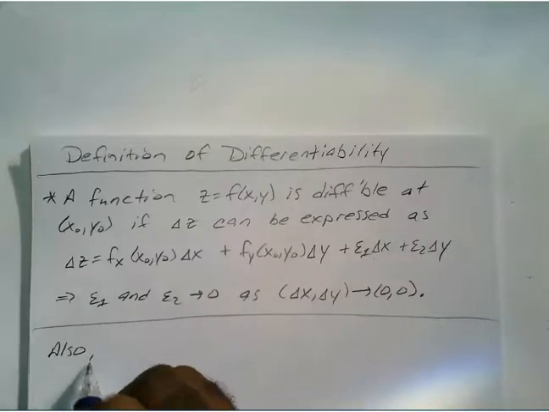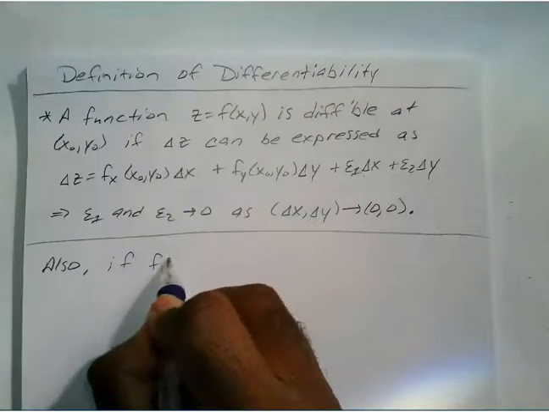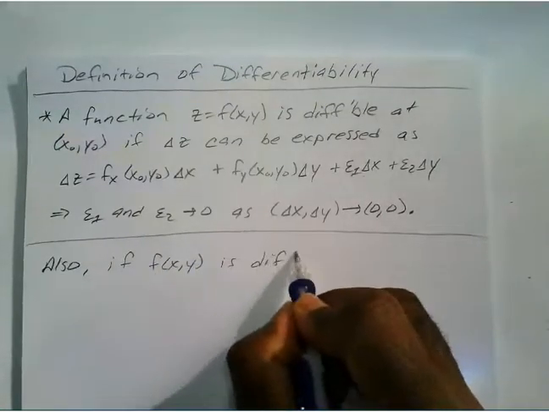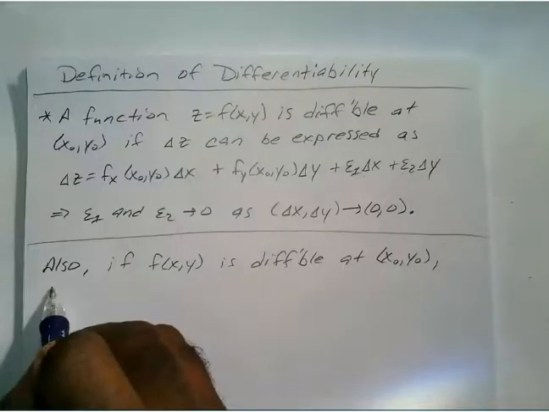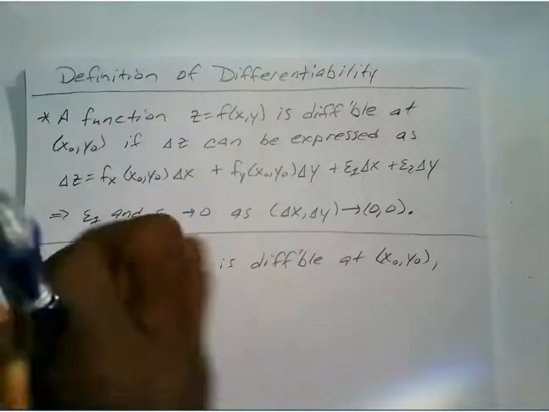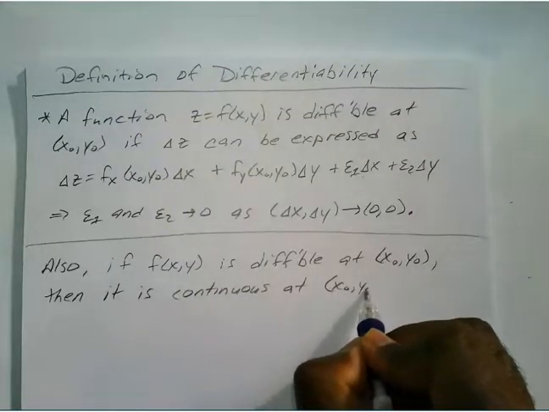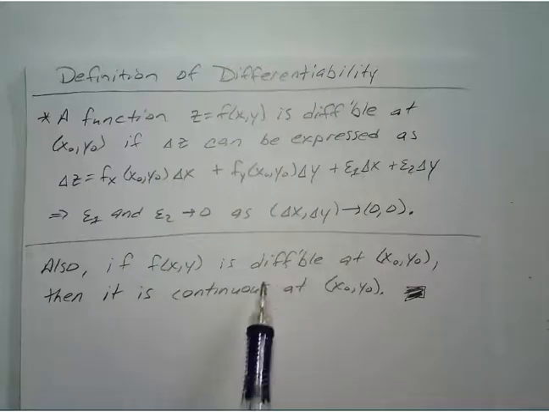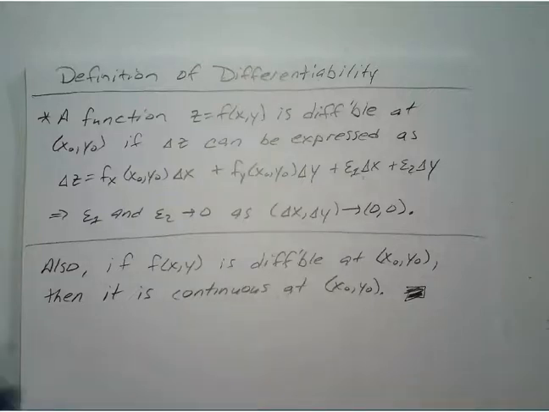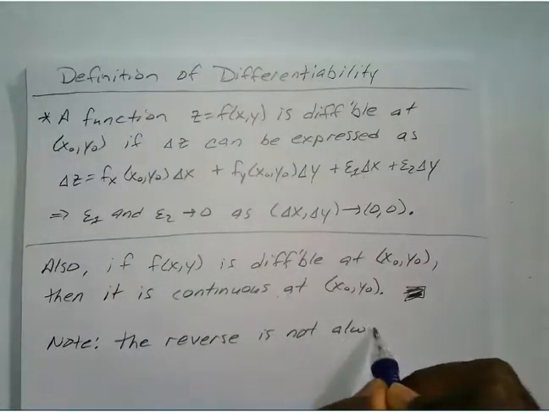Okay, now also, just like with real vector valued functions, if f of x, y is differentiable at the point x0, y0, then it is continuous at x0, y0. Now be careful, because even though this is the case, the reverse is not always true. So if it's differentiable, it's continuous, but it can be continuous and not be differentiable. The reverse is not always true.